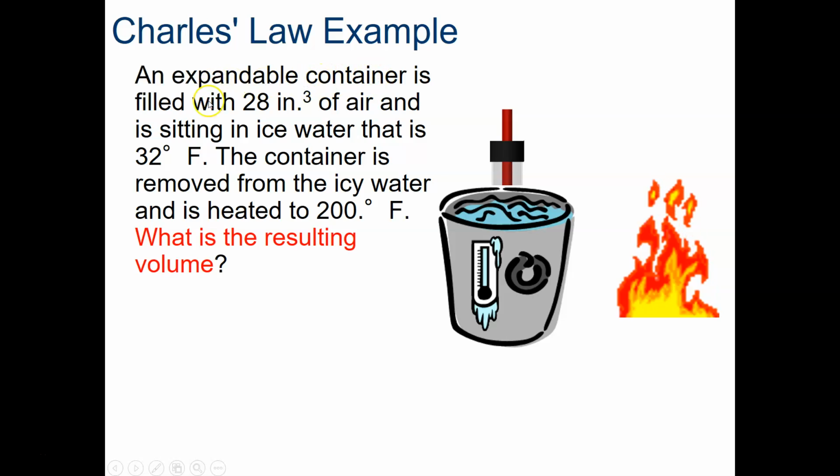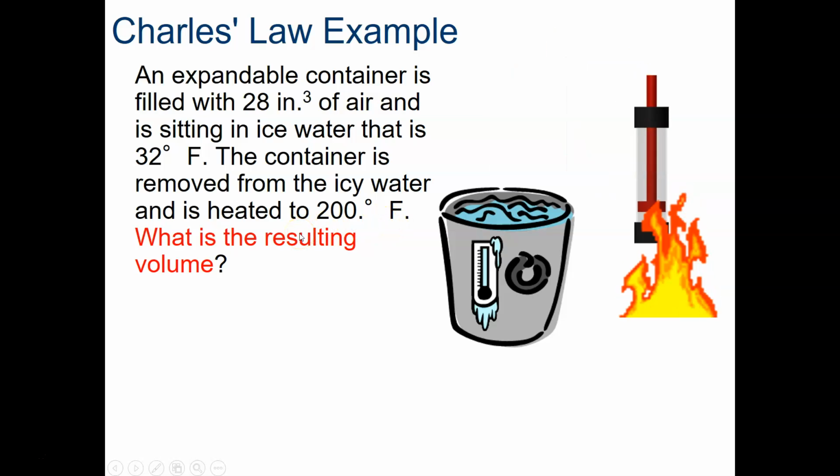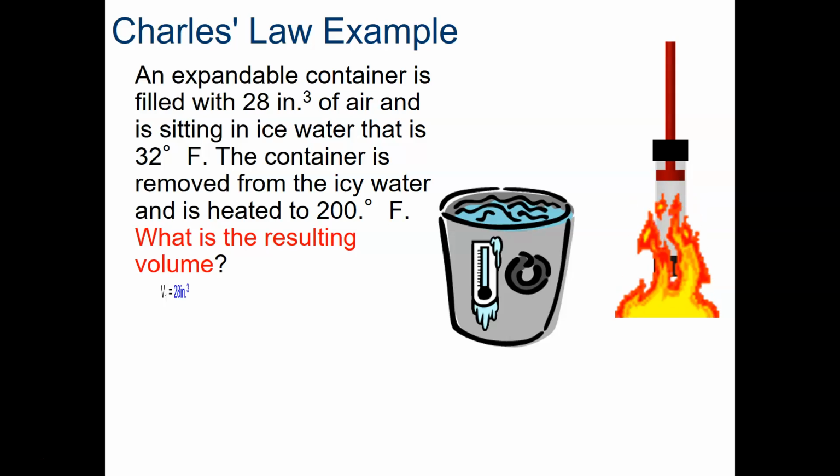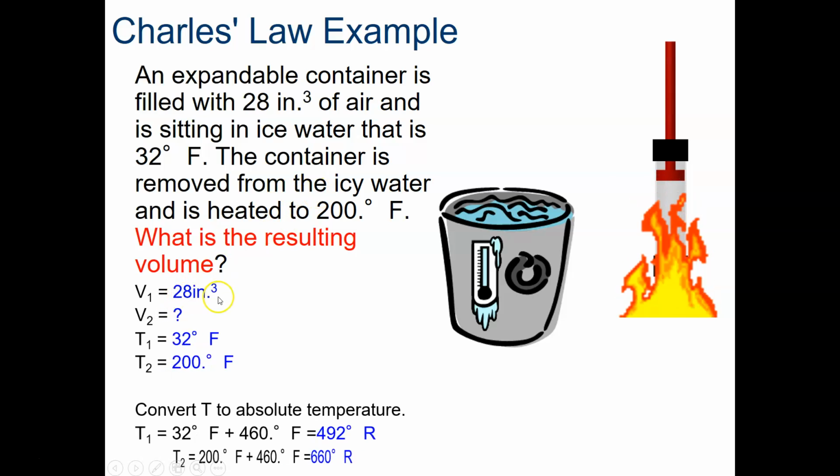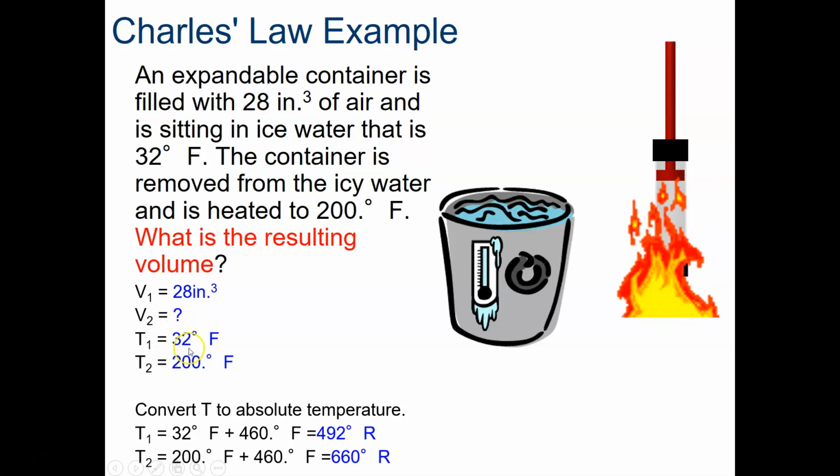An expandable container is filled with 28 cubic inches of air that is sitting in ice that is 32 degrees Fahrenheit. The container is removed from the icy water and heated to 200 degrees Fahrenheit. What is the resulting volume? Okay, so our initial volume is 28. Our initial temperature is 32, the final temperature 200, and what is the final volume?